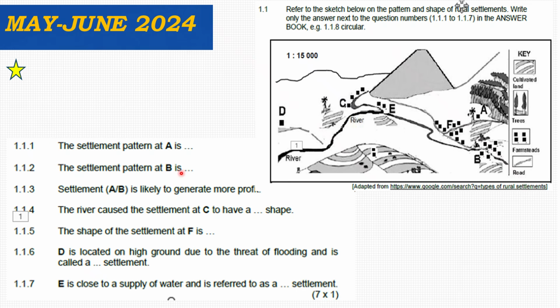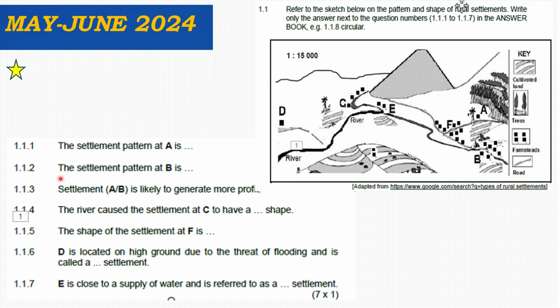Okay, 1.1.1 says the settlement pattern at A. Let's look at A. What's the settlement pattern at A? You can see that there's just one dot there, and you know these dots mean our farmsteads. You can see it is isolated, or far away from other farmsteads. So it is isolated, or you can say it is dispersed.